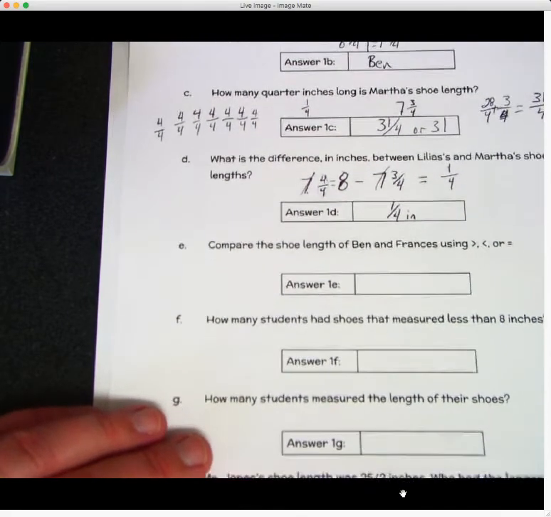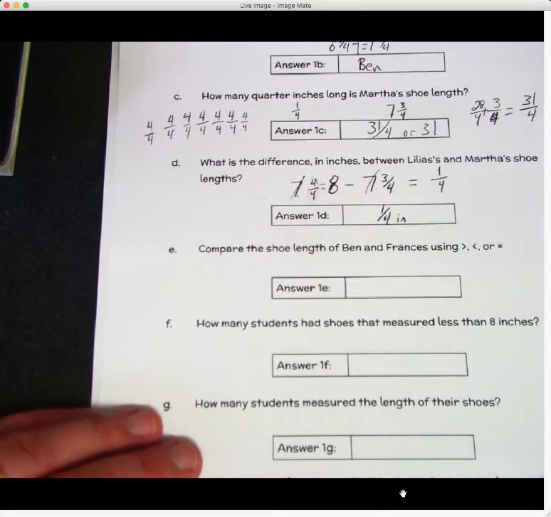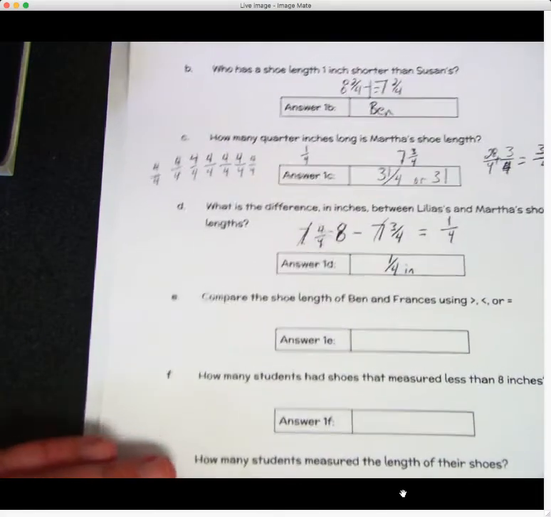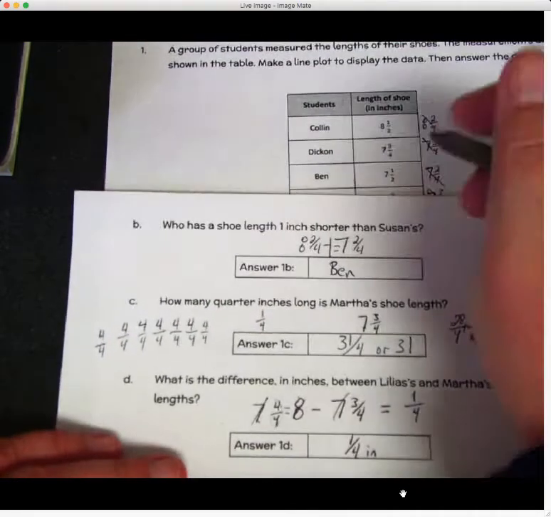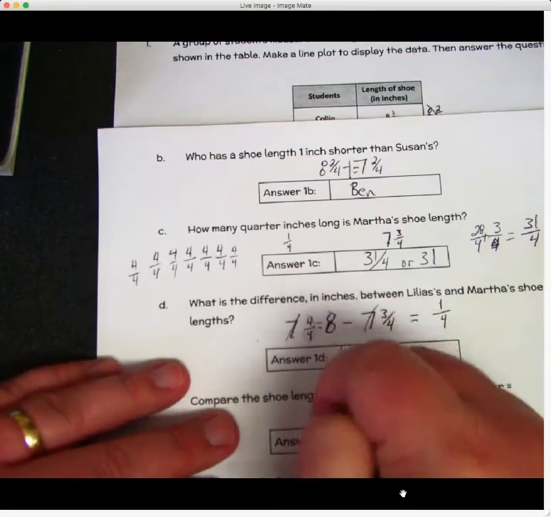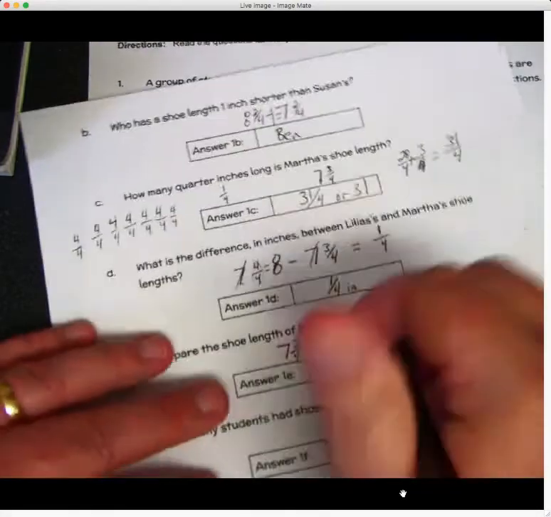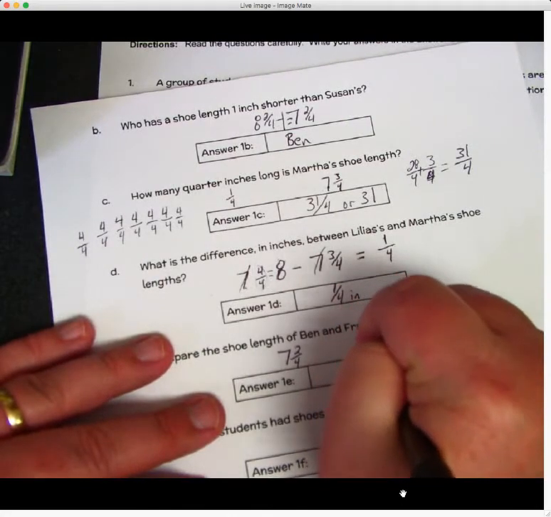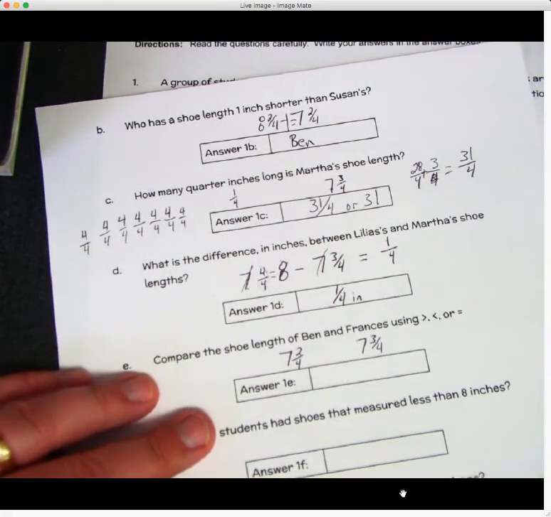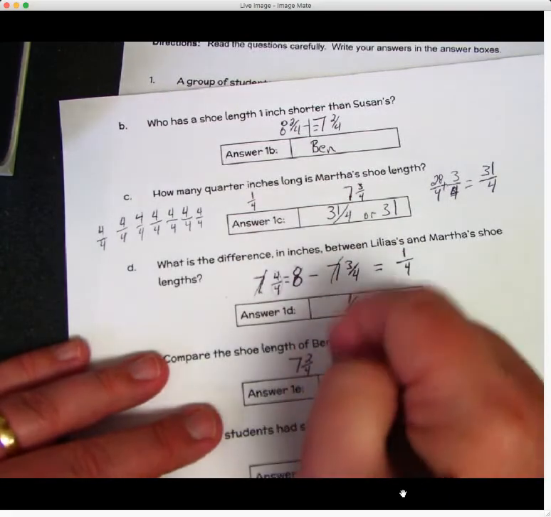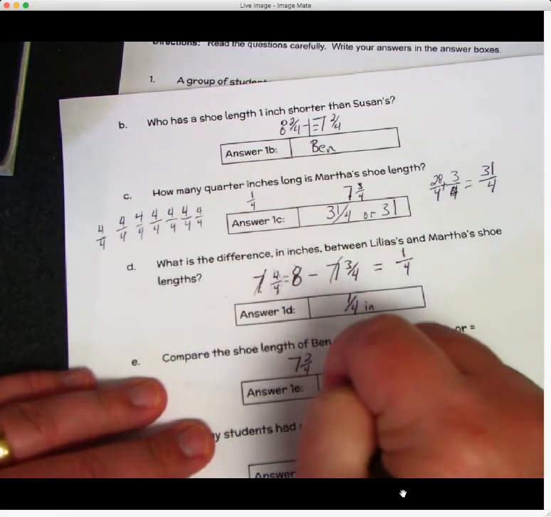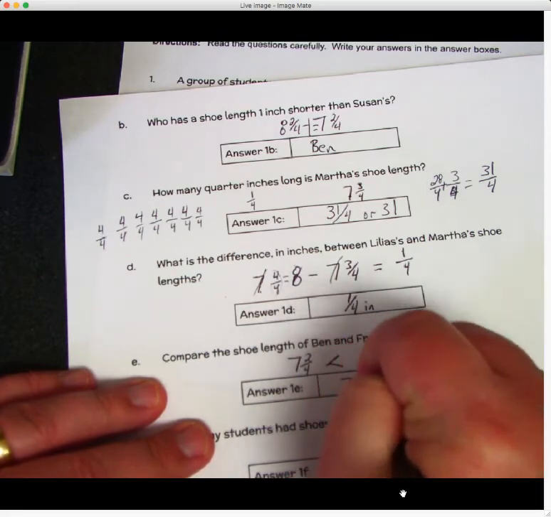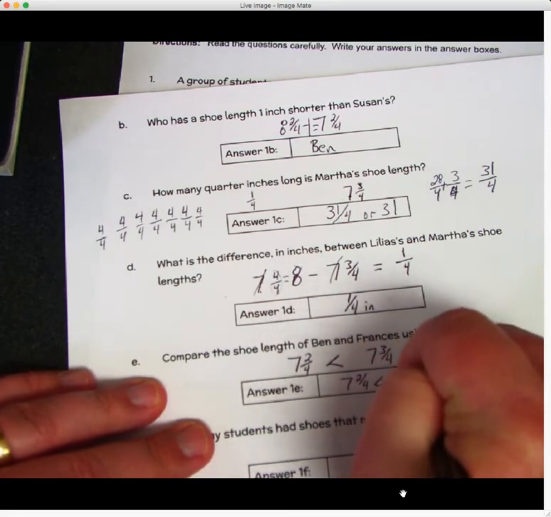Compare the shoe length of Ben and Francis using greater than, less than, or equal. All right, we got to get Ben and Francis. Ben is, let's do how we converted them, 7 2/4. Francis is 7 3/4. Aren't you glad we already converted these? Because this is really easy to see. 7 3/4 is greater than 7 2/4. So I'll put it in the box down here just since that's where the answer goes. Okay.